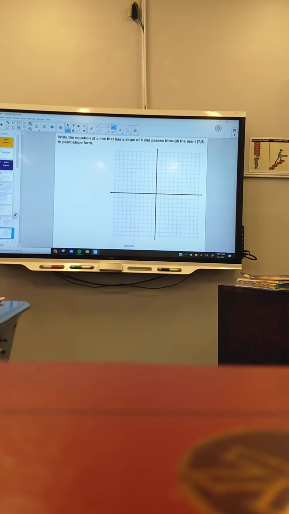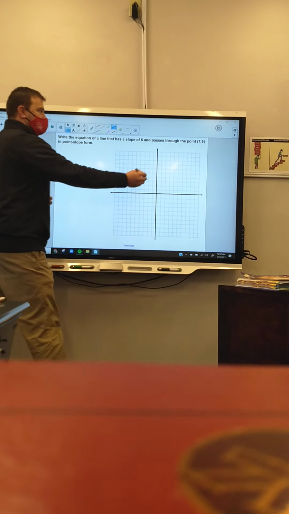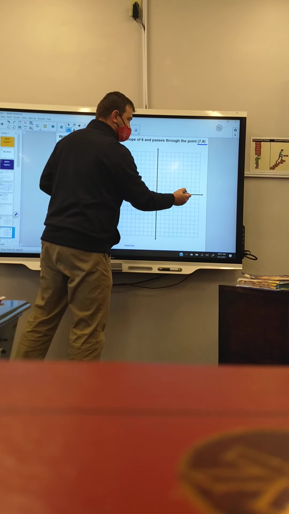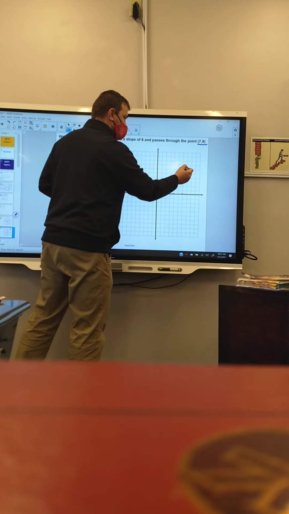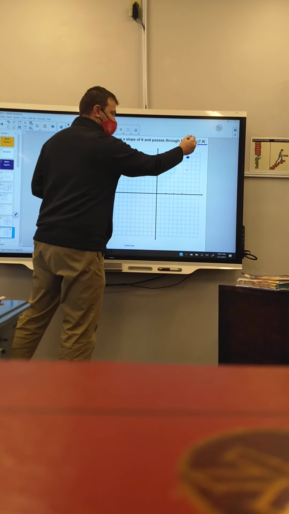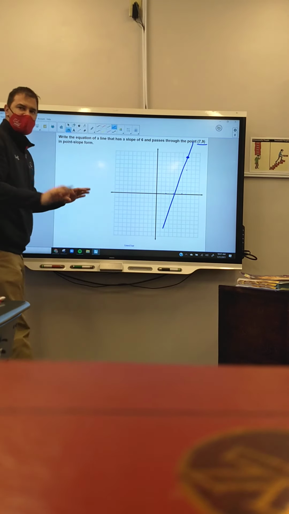Here we're going to focus more on the equation. So going back to the point-slope form or slope-intercept form. Write the equation of a line that has a slope of 6 and passes through that point. Now, we've already done this where I could start by graphing this. I know it's going to go through that point, and I could have a really steep slope, so I could figure it out, and I'm going to have something that kind of looks like that.